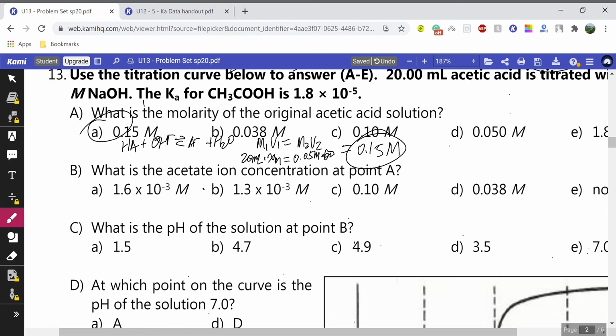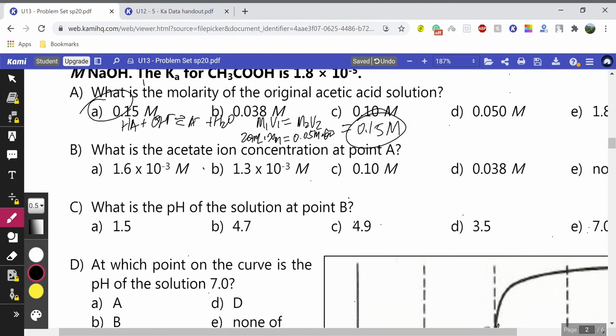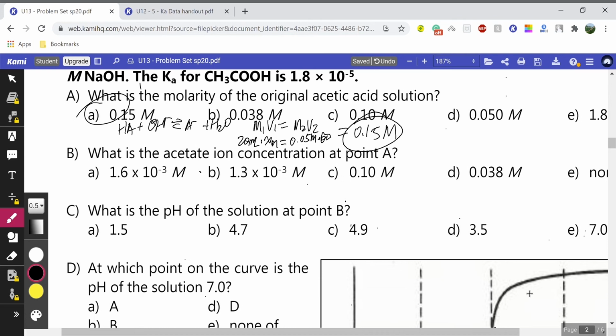Now, what is the acetate ion concentration at point A? Point A is when there is no NaOH added. So when there is no NaOH added, we're going to use HC2H3O2 plus H2O, forming C2H3O2- plus H3O+, and a simple RICE chart will find us the pH. Oops, wrote it in the wrong place. HC2H3O2 plus H2O will form C2H3O2- plus H3O+.